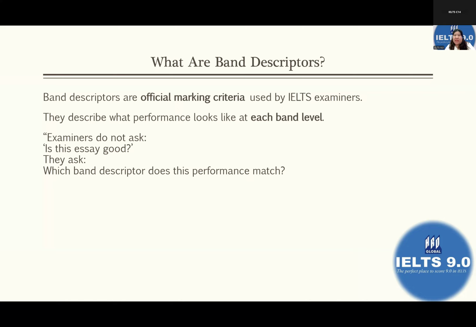When examiners assess your performance, they do not ask, is this essay good? Or does this answer sound nice? Instead, they ask one key question. Which band descriptor does this performance match? That means your score is not based on opinion or comparison with other test takers. It's based entirely on how closely your performance meets the official band descriptors. This is why understanding the criteria is the fastest way to improve your IELTS score.